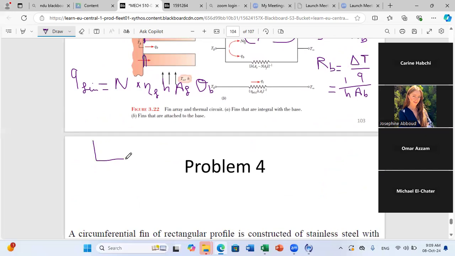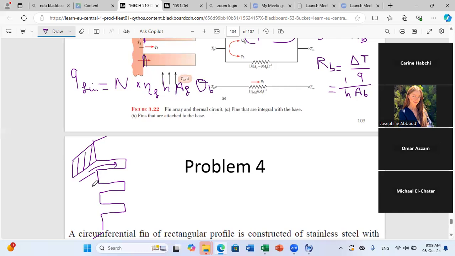Look, if you have first several fins, and this is your base. The base is the total area here. So your base is divided into two parts. You have parts not covered by fins, so they can convect heat to the outer environment, while the part covered by fins will transfer heat through the fin.